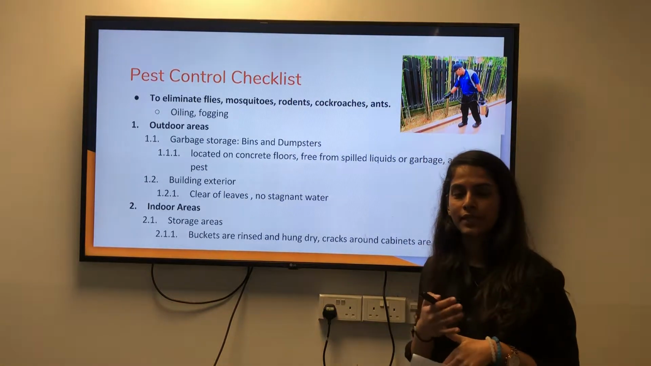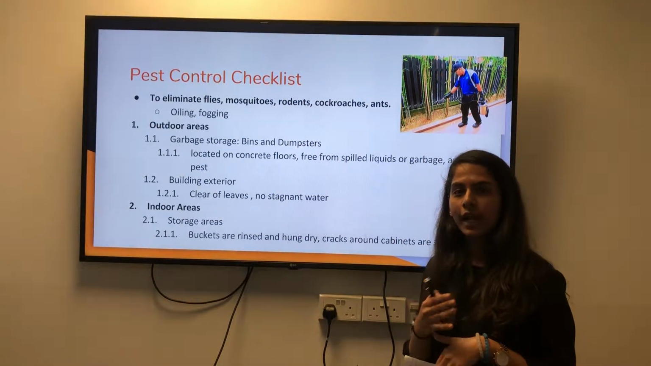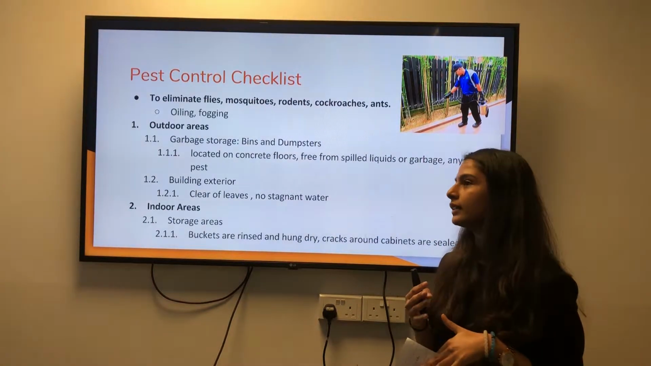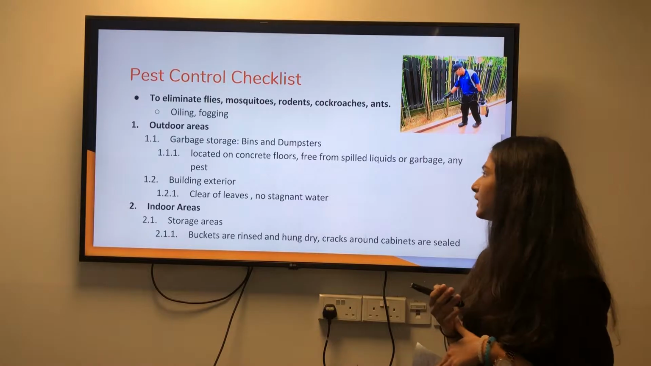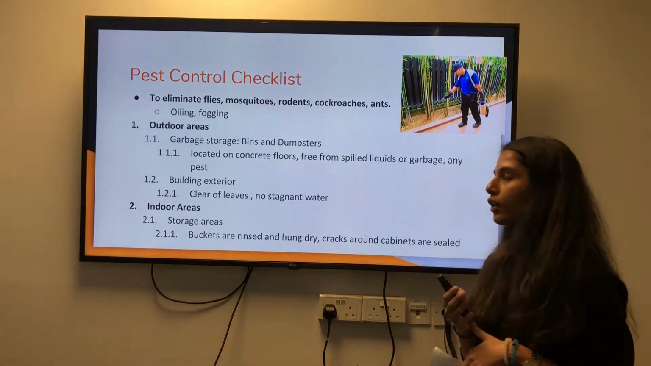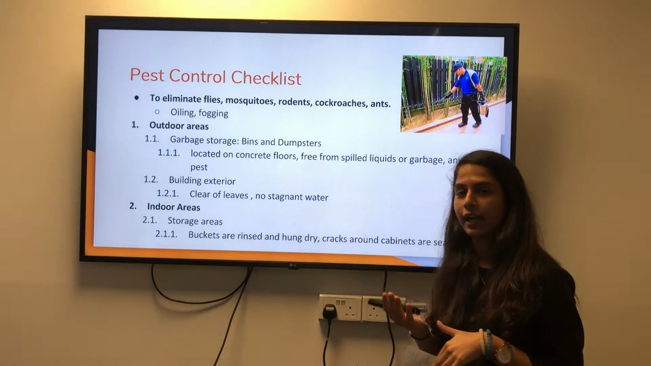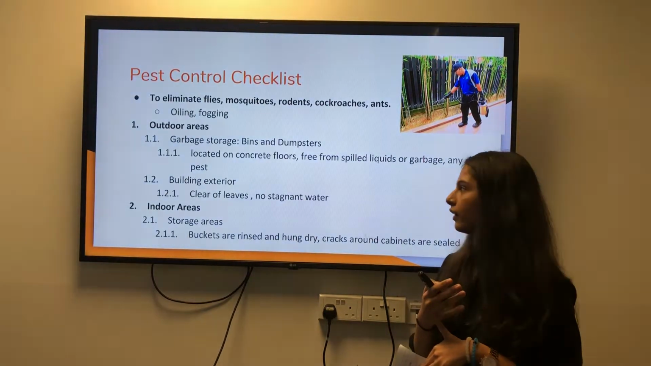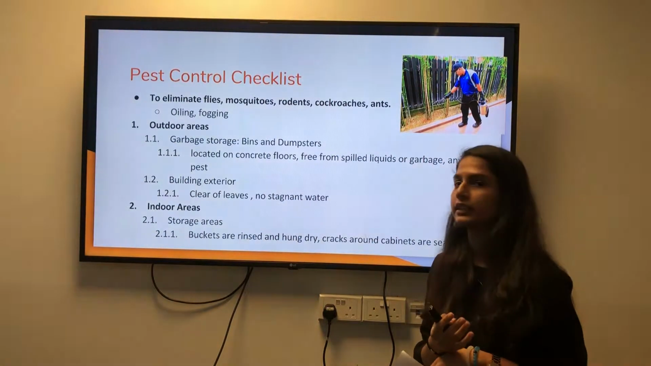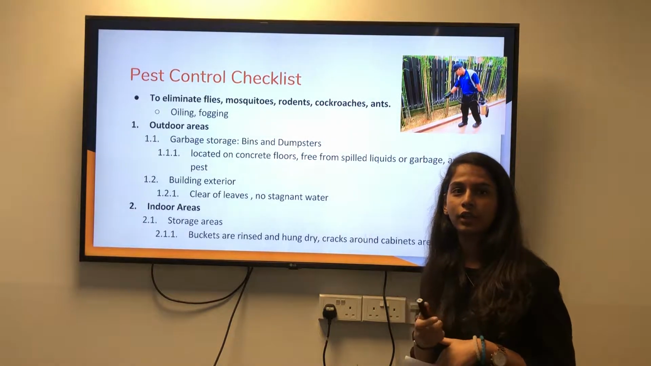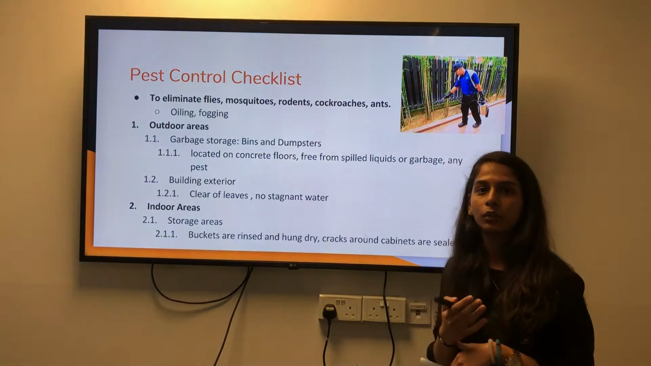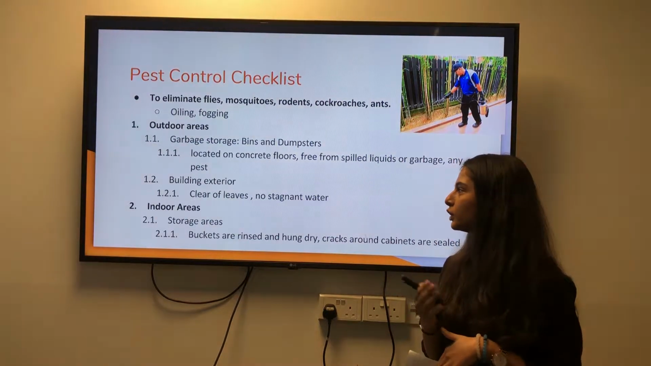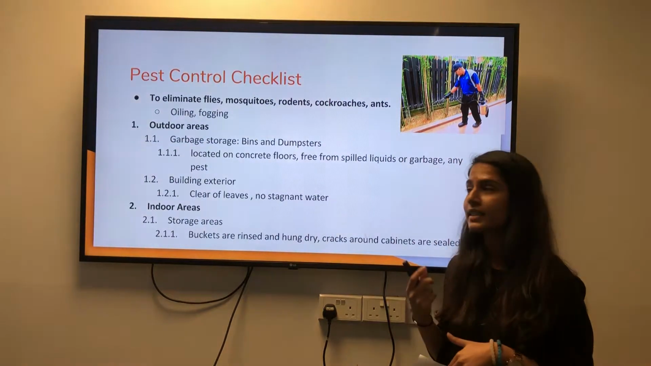There's a need to ensure that these bins are located on hard surfaces. This is to avoid the bin from toppling. And also there's a need to ensure that these bins are free from spilled liquids or garbage, as this may attract flies. And lastly, need to check any signs of pests. Next will be the building exterior. For the exterior, there's a need to ensure that there's no stagnant water, as this can be a breeding ground for mosquitoes, and also ensure there are no stacks of leaves.